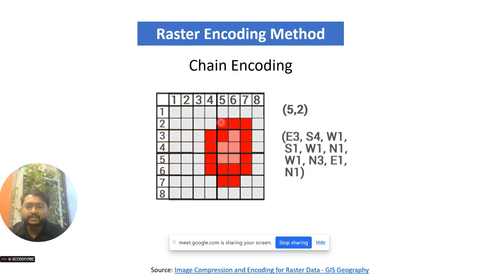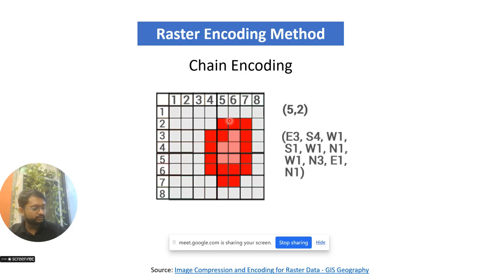So here you can see we have this kind of layer. Let's say this represents a city or a water body or anything. So how will we encode this? First we start with the original point from which the corresponding part is starting. Let's say we consider the starting point over here, which is 5 comma 2, represented by x and y coordinates. Then we use directional encoding. Basically, we go in different directions, and we note how many steps we have to go in that particular direction.